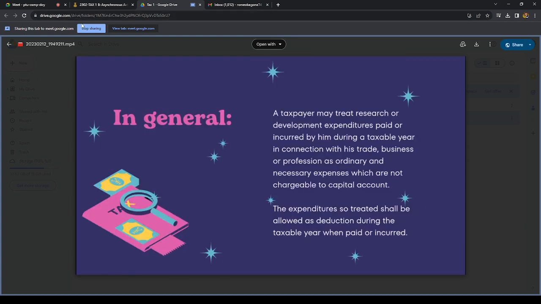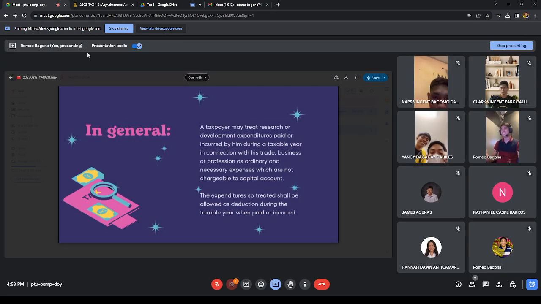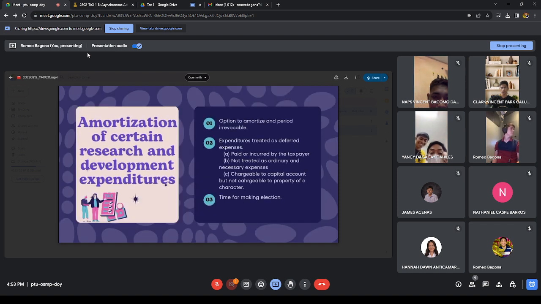So, in general, a taxpayer may treat research or development expenditures paid or incurred by him during the taxable year in connection with his trade, business, or profession as ordinary and necessary expenses which are not chargeable to capital account. The expenditures so treated shall be allowed as deduction during the taxable year when paid or incurred. The amortization of certain research and development expenditures. First, option to amortize and period irrevocable.